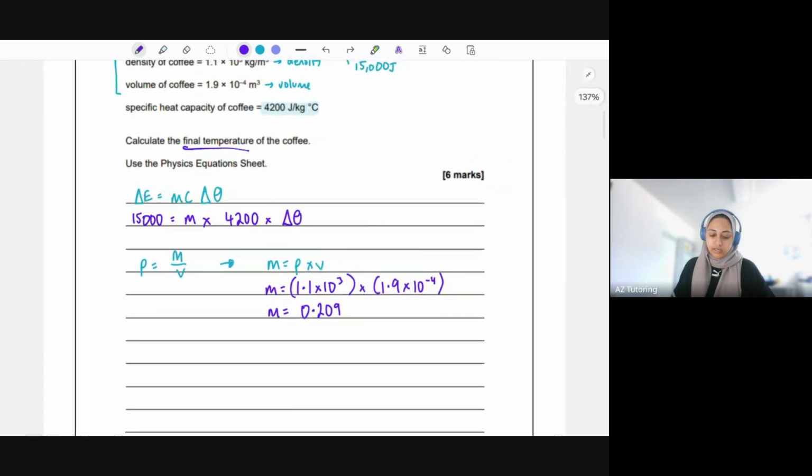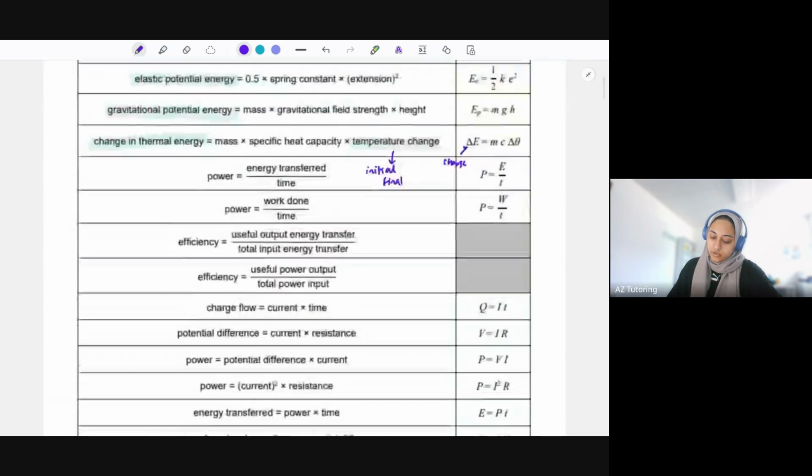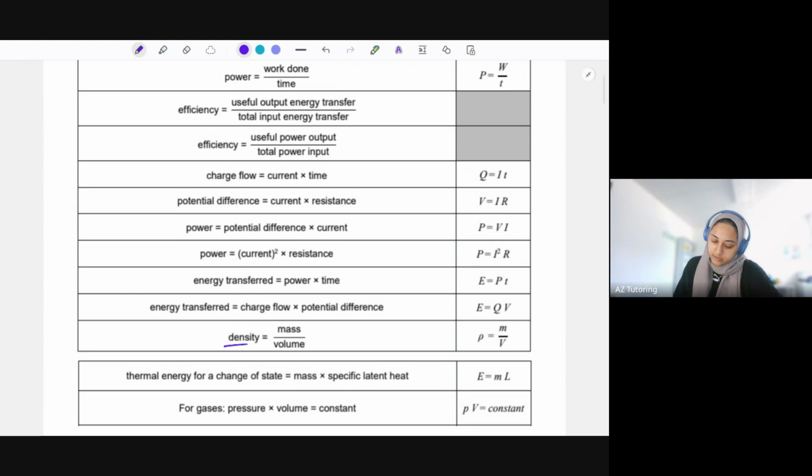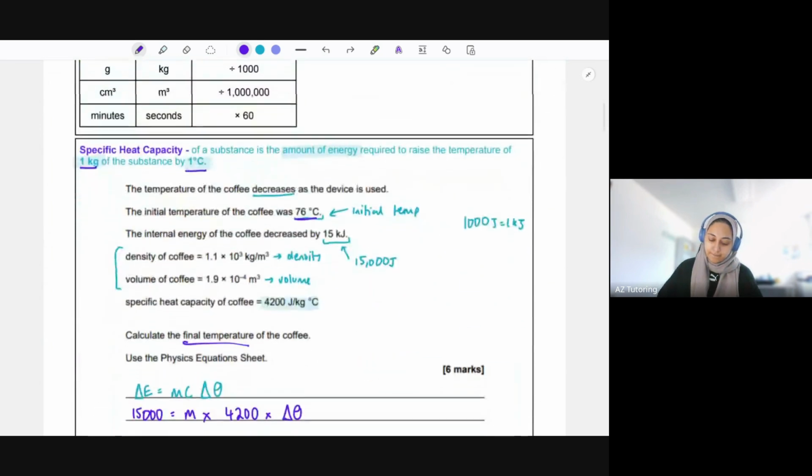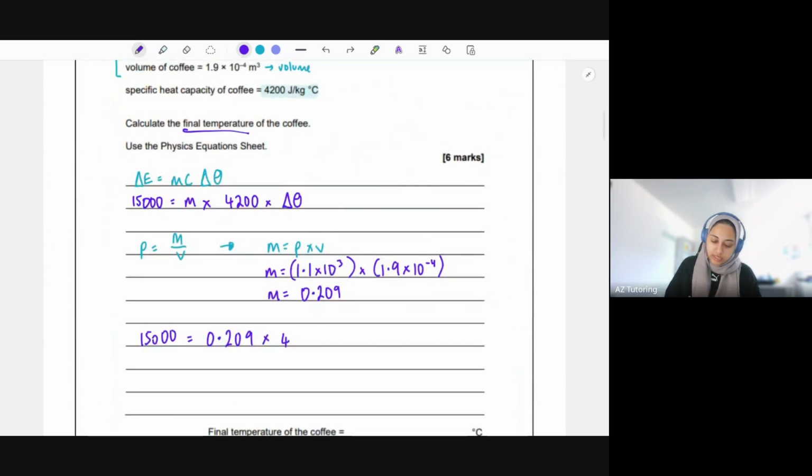So putting that in the calculator, we're going to do energy change. So 15,000 equals mass 0.209 times specific heat capacity. What does P mean? P is the density. So if you look up here, it says density is just P. We call it a Greek letter rho, but just write it exactly how they write it on the equation sheet that they give you. So I've just pulled that from above. So times by specific heat capacity, which is 4,200, and that's our temperature change.